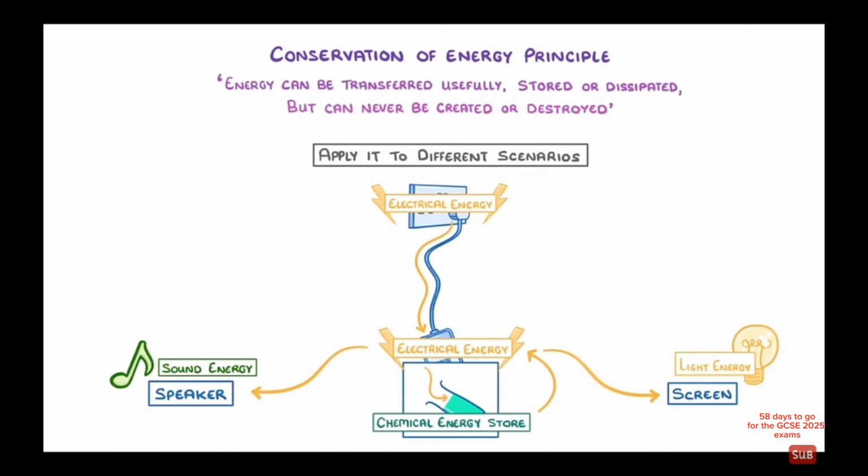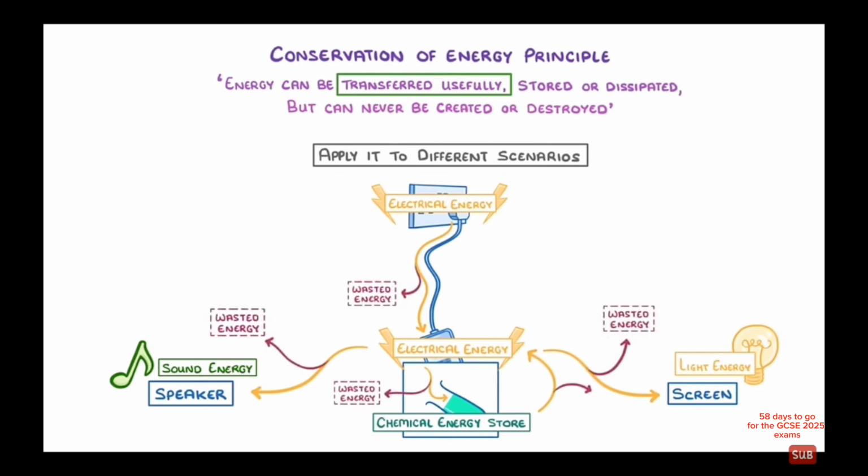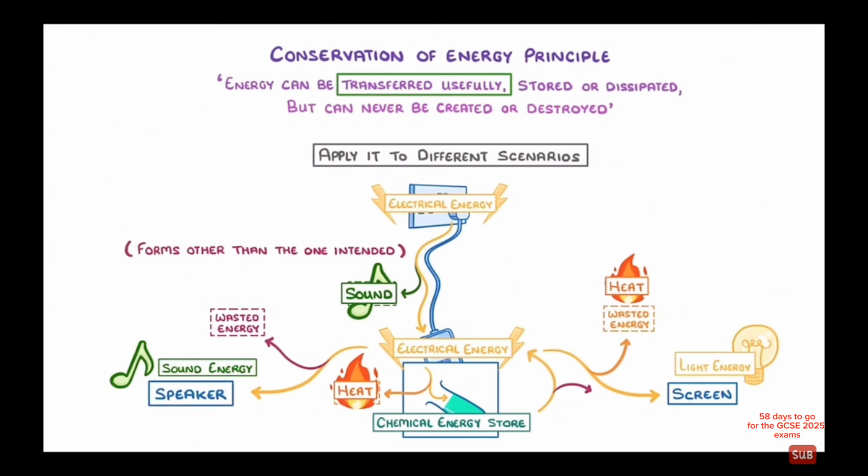Ideally, every time that energy is transferred, it would all be transferred usefully into the desired store that you want it to go to. In reality though, some of it is going to be dissipated as wasted energy, which just means to forms other than the one that we intended. This wasted energy is generally in the form of heat, which is why your phone might warm up a bit when it's charging, or when you're using it a lot. But remember that it can be in other forms too, like sound energy.